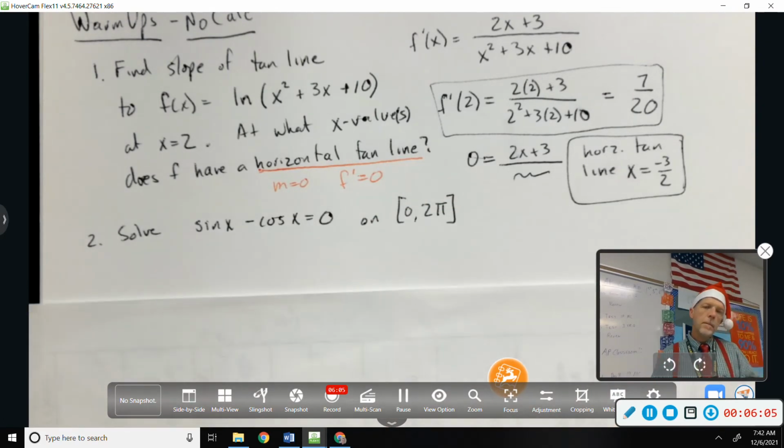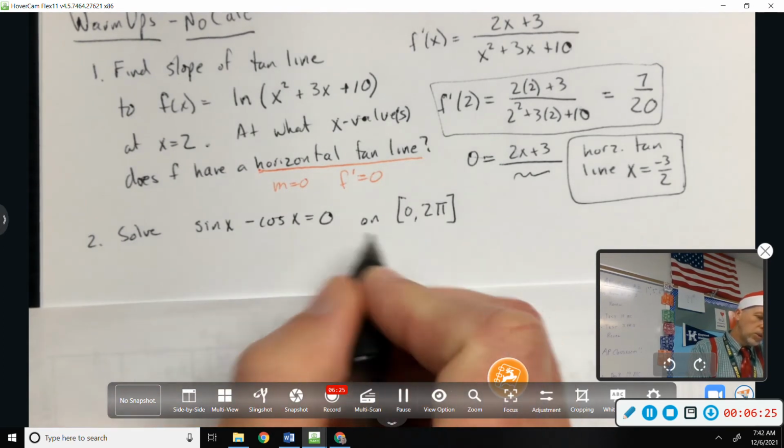Is it always setting the derivative equal to that? Yes. Because horizontal means this, slope 0. Tangent line means derivative, so the derivative equal to 0. So it's just another way of asking that question.